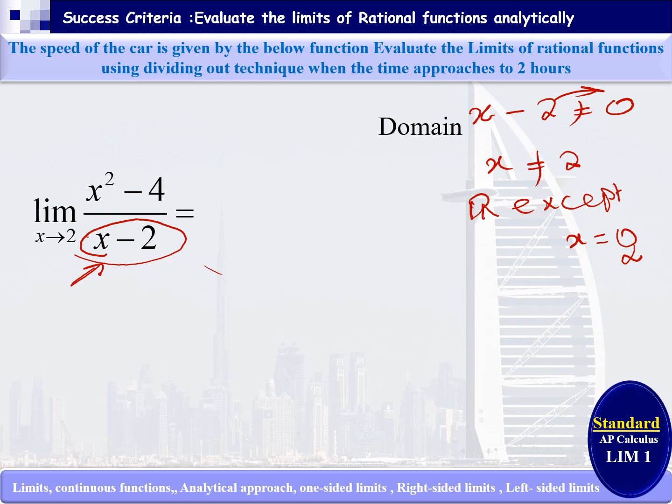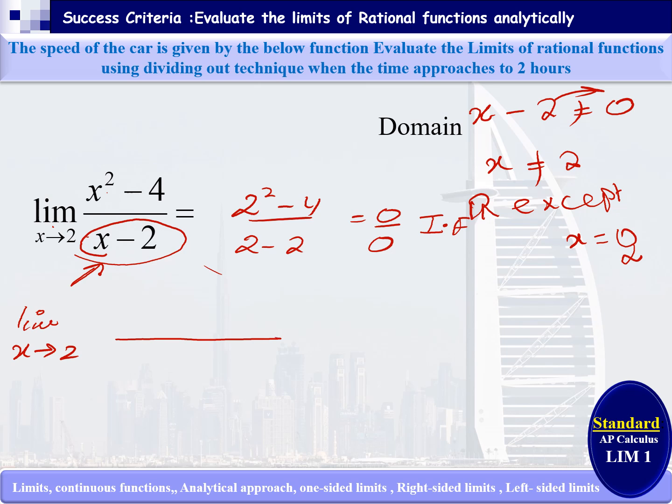If I put 2 here, the denominator will become 0, so that makes my function undefined. Okay, now let's try to replace x with 2. Apply the limit. So I will get 2 squared minus 4 divided by 2 minus 2. The answer is 0 over 0. So when I get 0 over 0, it is an indeterminate form. In that case, since it is a rational function, I will apply the dividing out technique.